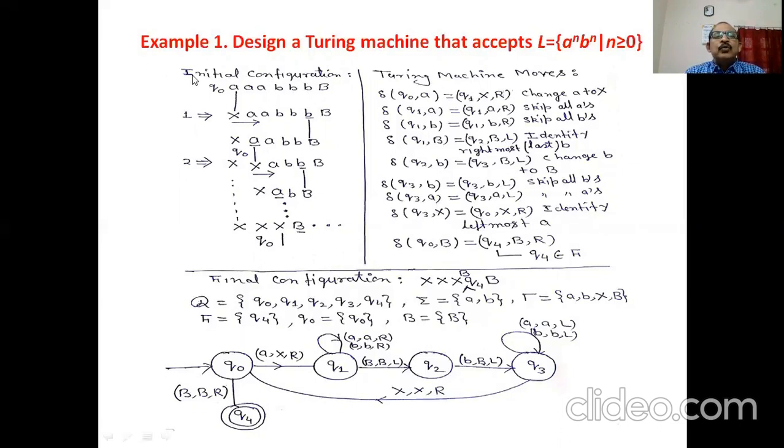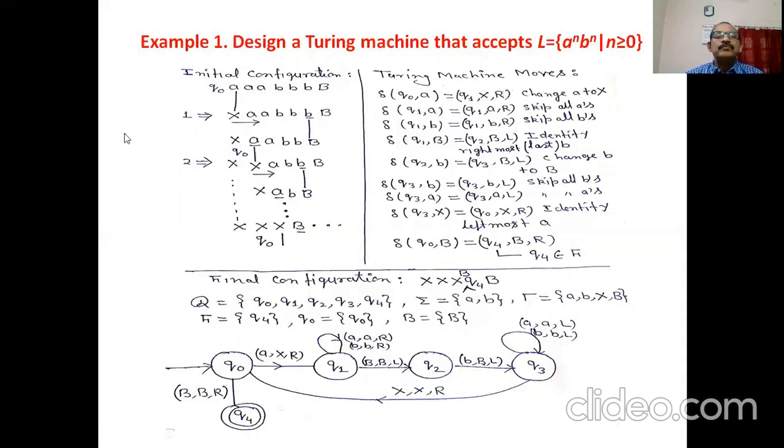Next, we know the initial configuration. The machine always starts from the initial state. Then how will we represent the initial configuration? The initial state followed by the input word. Now suppose we take the word AAABBB. This is the representation of the initial configuration: the initial state followed by the word.